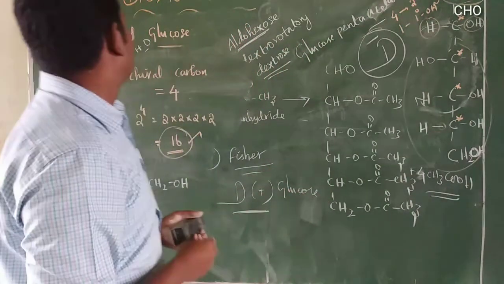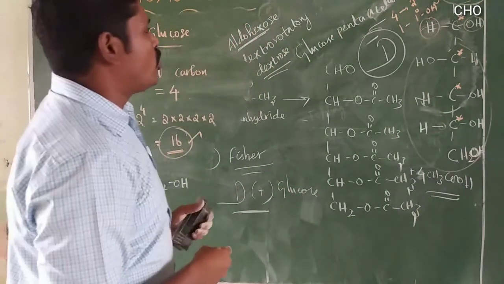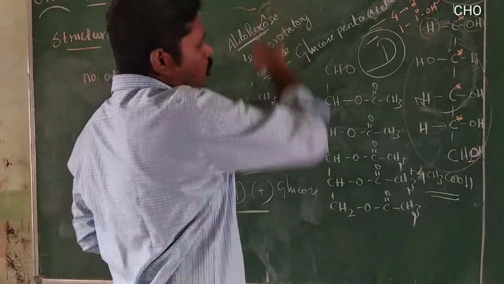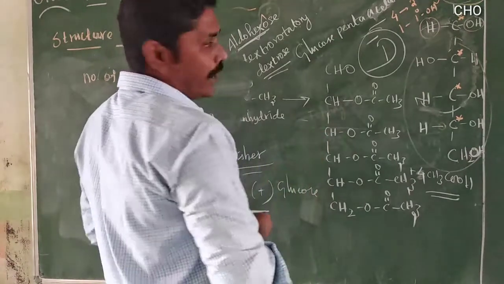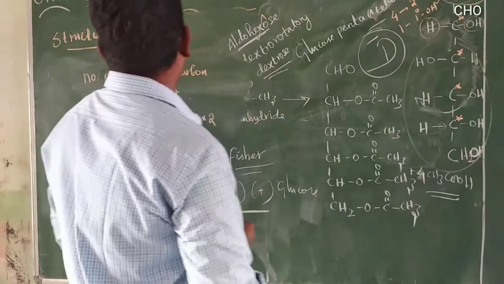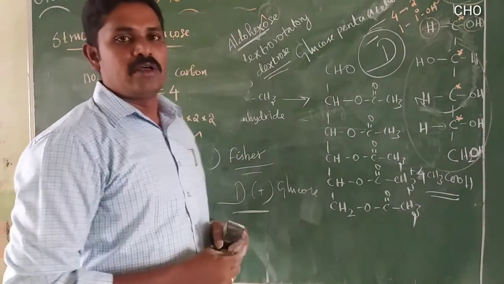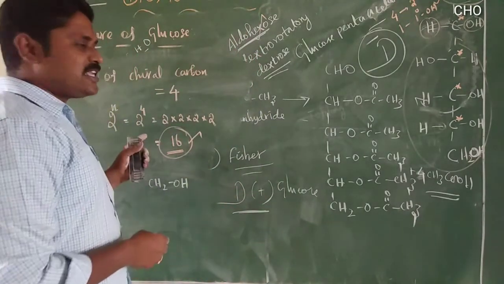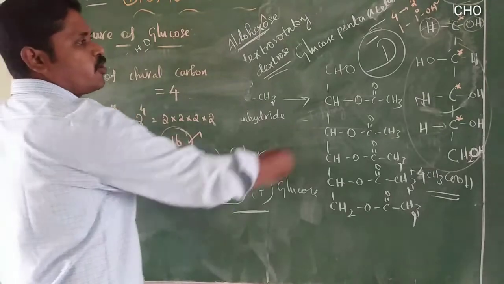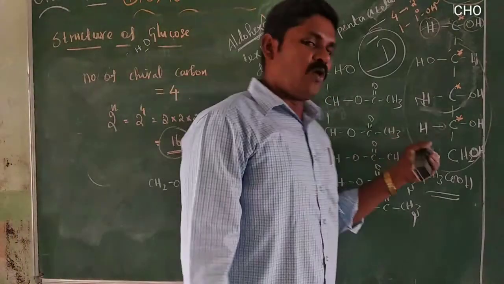So glucose is an aldohexose type of sugar. The glucose structure is derived based on the following evidence.